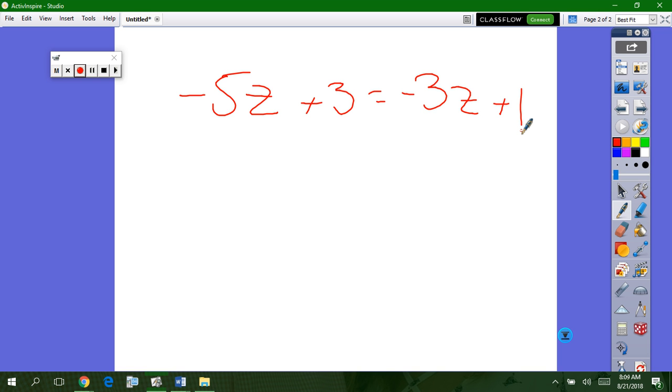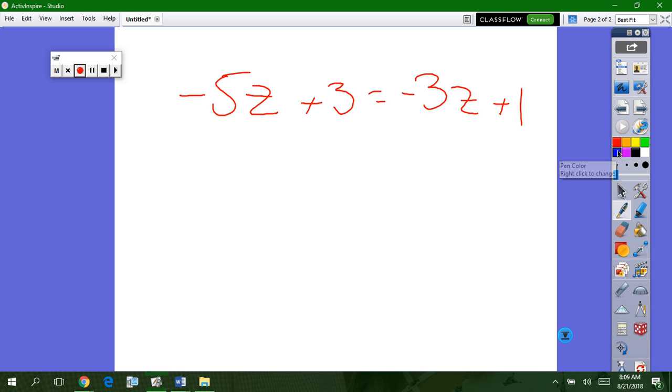No, doesn't matter. Now, what I like to do, me personally, I always like to get it to the side that, after I add it over, or get them on the same side, is positive. Does that make sense? So which way would be positive? Adding the 3 over to the other side, or adding the 5 over to the other side? I would add the 5z to both sides, so that at the end it'll give me a positive z value. Make sense?